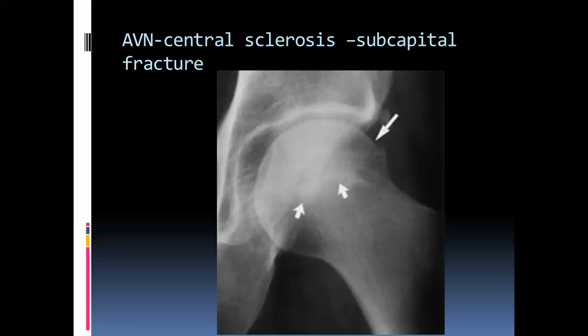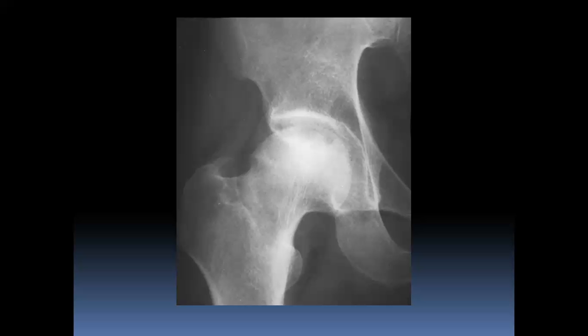Now this is the start, central necrosis because of a subcapital fracture. There is some central sclerosis here. Sclerosis means death of bone due to fracture at the subcapital region. Here the sclerosis is more and foci of destruction are seen.